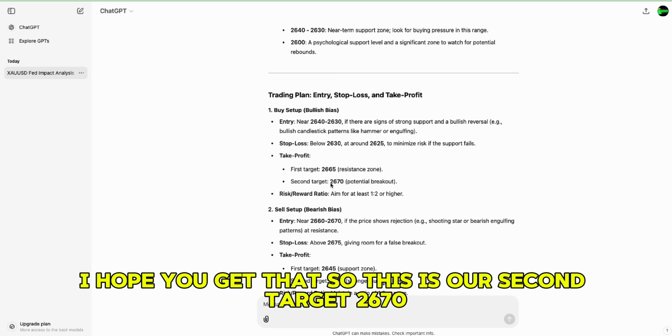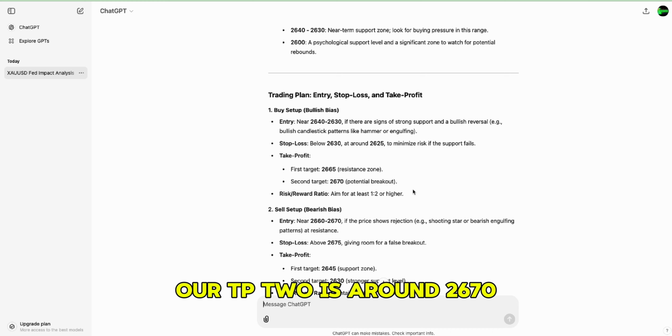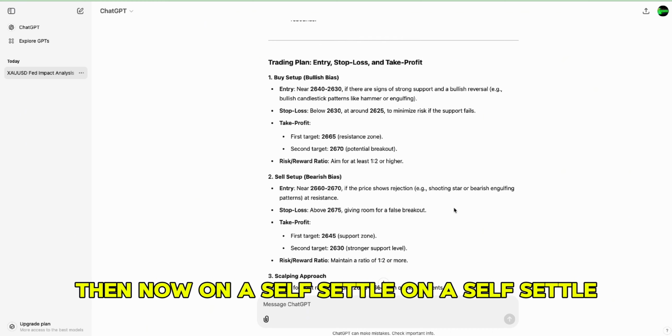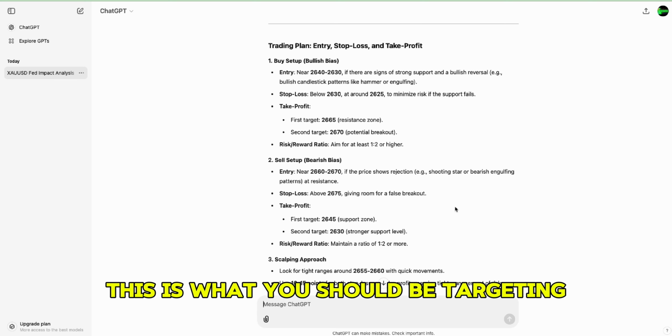So this is our second target, 2670. That is our TP2. Our TP2 is around 2670. Hope you get this. Then now, on a sell setup, this is what you should be targeting.